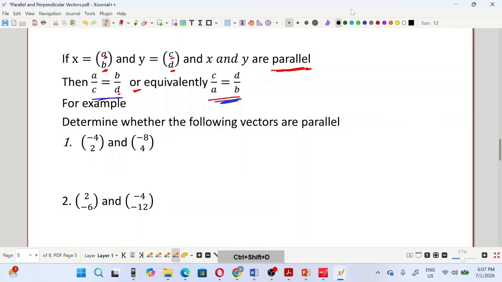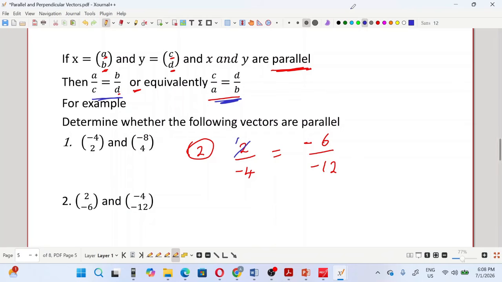Okay, so let's look at the second example, and we want to confirm if it's parallel. So we have 2, -6, and -4 and 12. Remember, this is my A, B, this is C, D, for number 2. If I'm using this idea, A divided by C, then it's 2 divided by -4, supposed to be equal to my B divided by D, which is -6 divided by -12, right?